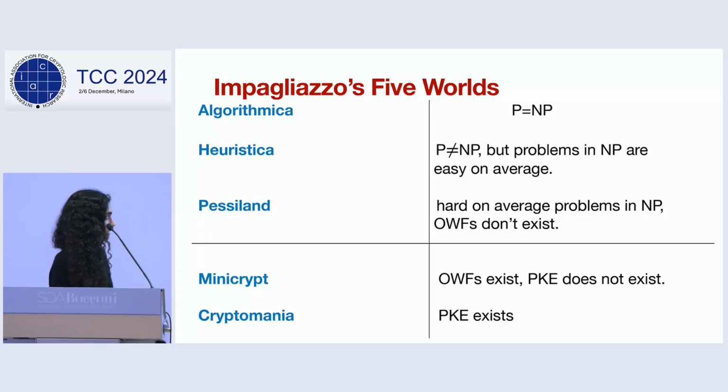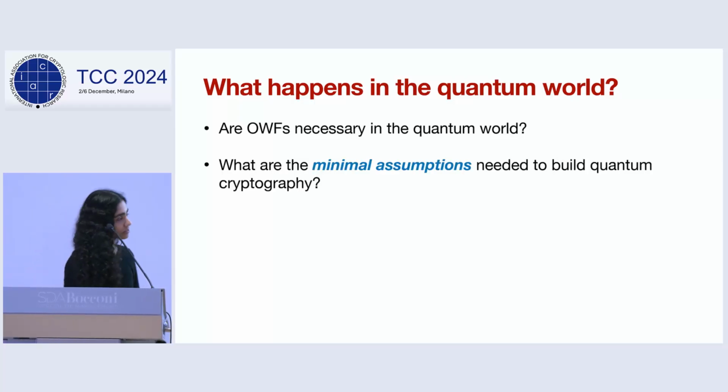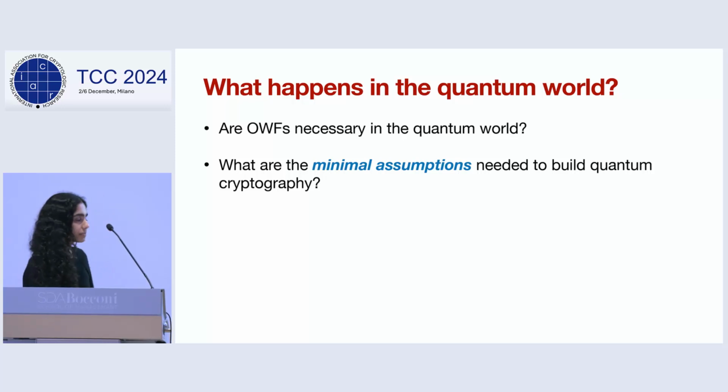And the reason is that in these two worlds, a primitive called one-way functions exists. And this is really the minimal primitive in classical cryptography, meaning if you hope to implement any type of basic functionalities in classical cryptography, you need at least one-way functions. So switching to the quantum world, we can ask the question, are one-way functions necessary in the quantum world as well? And if not, then what are the minimal assumptions that are required to build quantum cryptography?